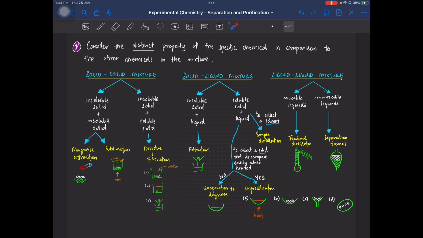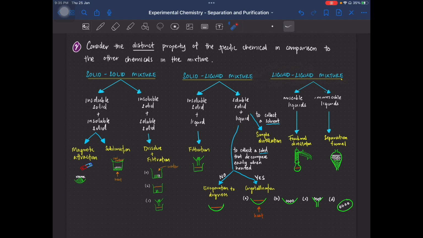First, your mixtures, right? They could either be a solid-solid mixture. What do I mean? That means I give you 2 or more solids, and they're all mixed together. Or it can be a solid-liquid mixture. That means I give you a solid and it's mixed with a liquid. The solid may have dissolved inside, or maybe it didn't dissolve, right? We wouldn't know. Or I could give you a case whereby you have a liquid-liquid mixture. That means 2 or more liquids are actually mixed together.